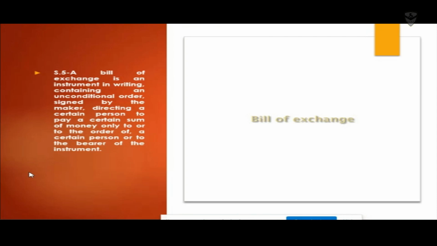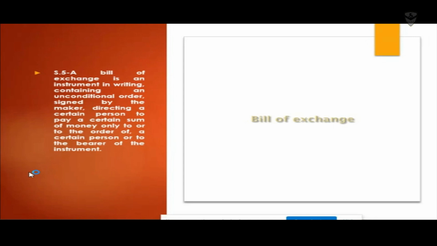Section 5 defines a bill of exchange. A bill of exchange is an instrument in writing containing an unconditional order signed by the maker directing a certain person to pay a certain sum of money. In a bill of exchange, it's a direction upon the bank to make the payment. A promissory note is actually an undertaking by a person itself. That is, I undertake that I will pay you so and so money on so and so date.